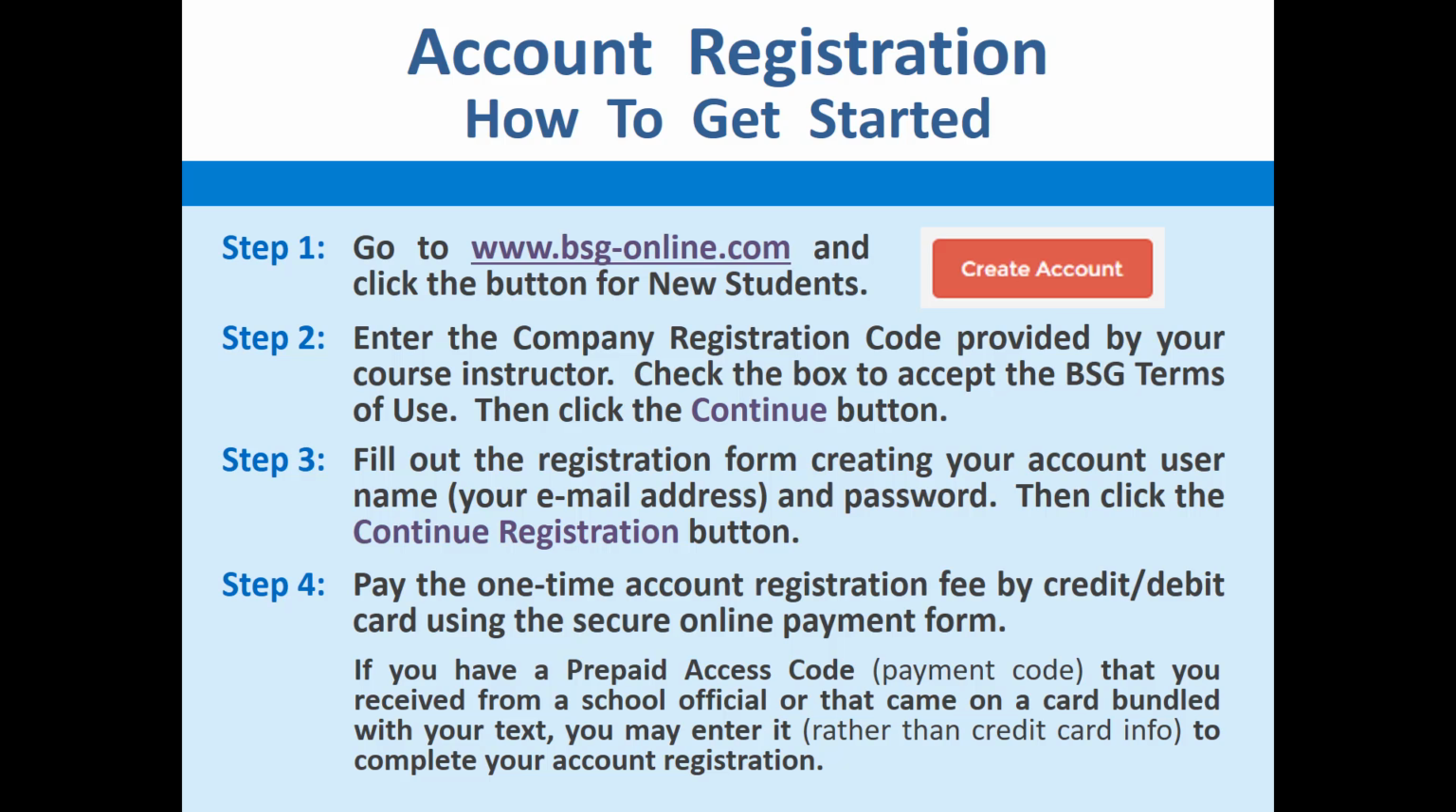If you have not already registered, here's a quick guide to getting started. The company registration code can be found on the syllabus. As far as payment goes, you can purchase directly from the BSG using a credit or debit card, or you can purchase an access card from the bookstore. All students must be registered in order to receive a grade other than 0 for the BSG.